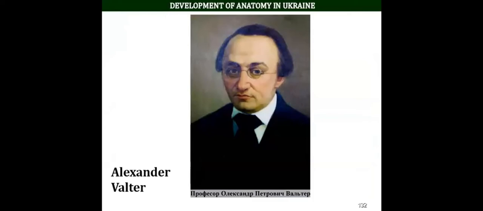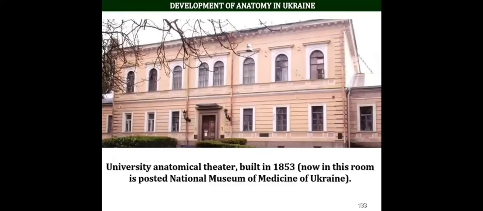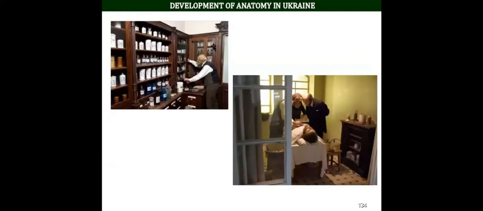The second head of the department was Alexander Walter. On Bogdan Khmelnytsky Street there is a very interesting building. It's the university anatomical theater, built in 1853. Now this building houses the National Museum of Medicine of Ukraine. If you are interested in history, I recommend you visit this building. It has very interesting rooms from the 19th century, where pharmacy, surgery, Pirogov, the body, and other exhibits are presented.